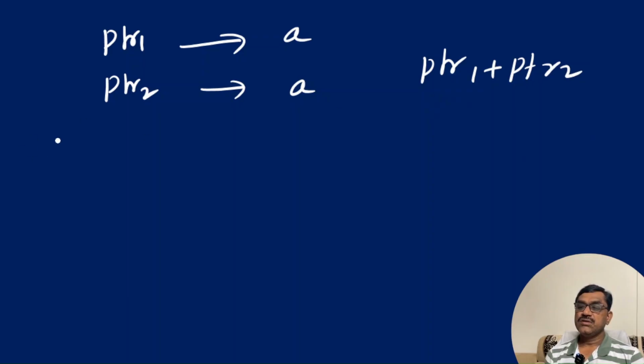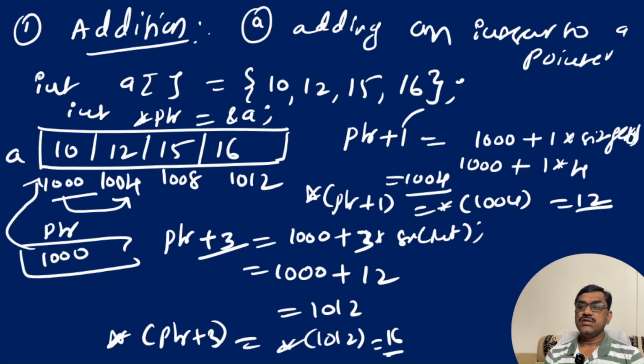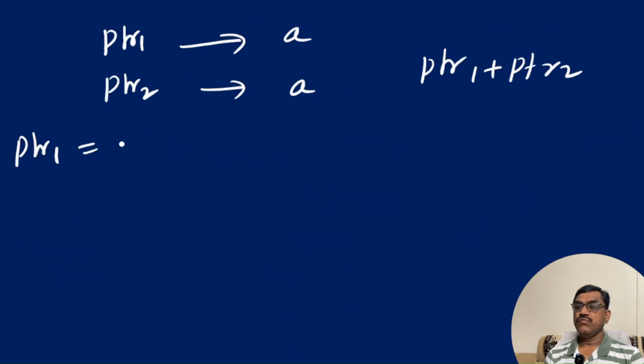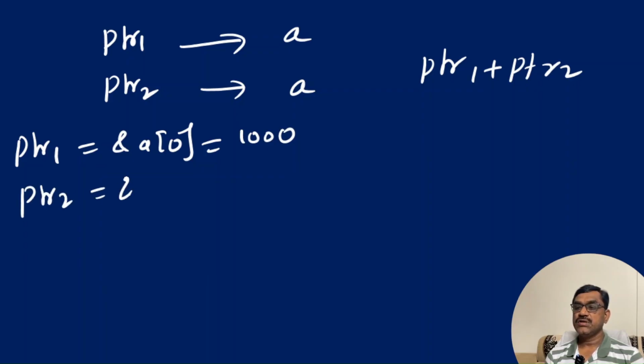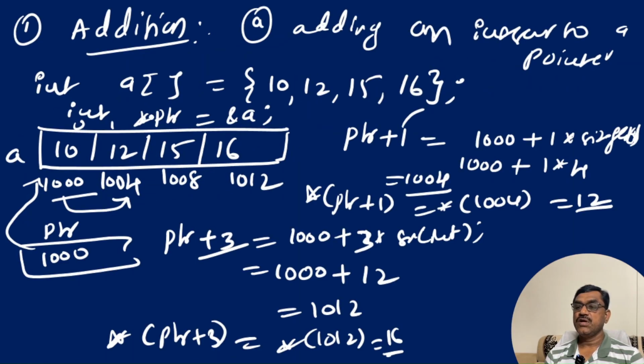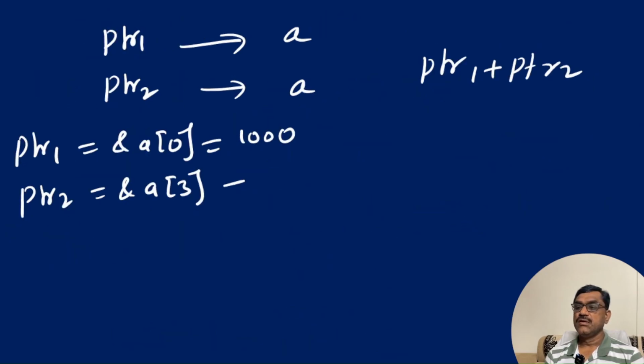Assume that in this example we have ptr1 equals ampersand of A of 0. That means ptr1 contains the address 1000. And assume that we have ptr2, where we store ampersand of A of 3. A of 3 means, counting 0, 1, 2, 3, the value 16. Now, 1016.